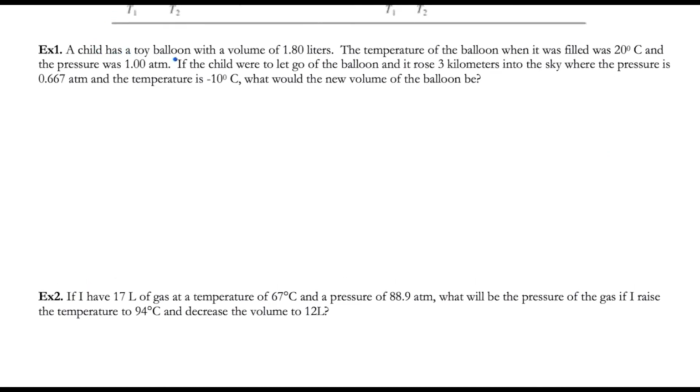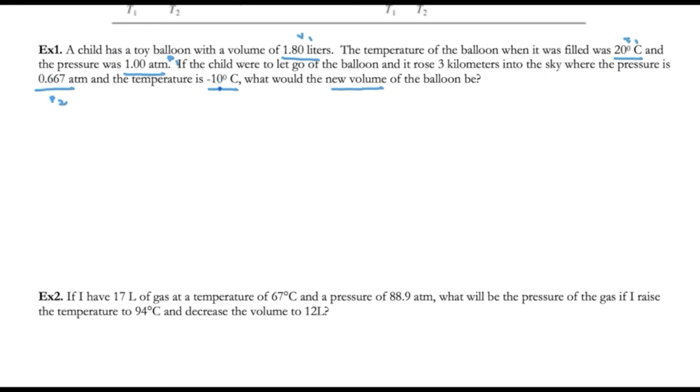It says a child has a toy balloon with a volume of 1.80 liters. The temperature of the balloon when it was filled was 20 degrees Celsius, and the pressure was 1 atmosphere. If the child were to let go of the balloon and it rose 3 kilometers into the sky, where the pressure is 0.667 atmospheres and the temperature is negative 10 degrees Celsius, what is the new volume? So notice, this is my V1, this is my P1, and this is my T1. Those are my initial conditions. Then my pressure will decrease, so that's my P2.